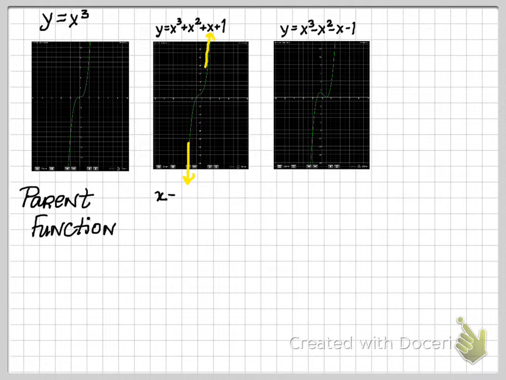So you have to know how to write it in this way. As x goes right, y goes up. I should have written "as" in front of that. Sorry about that. As x goes to the left, y goes down.